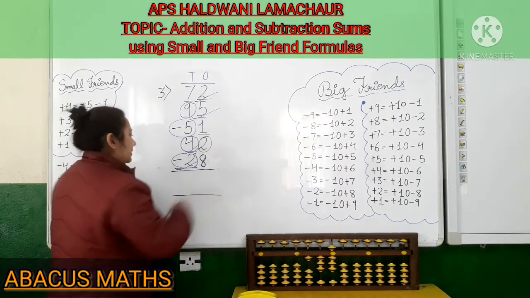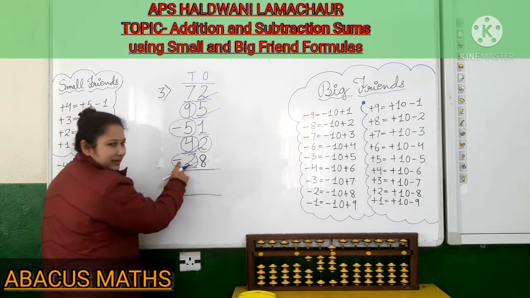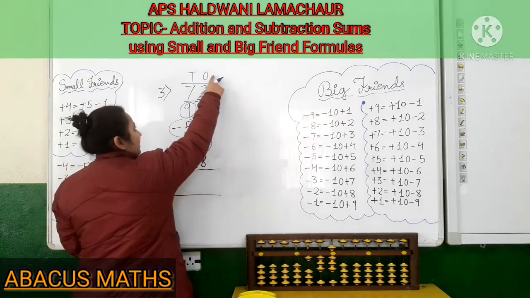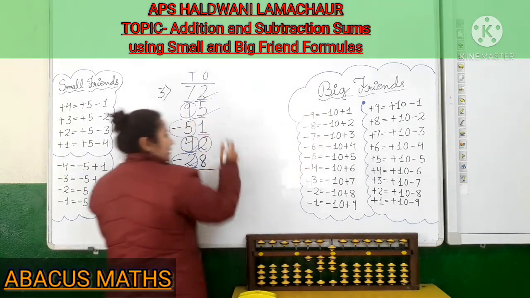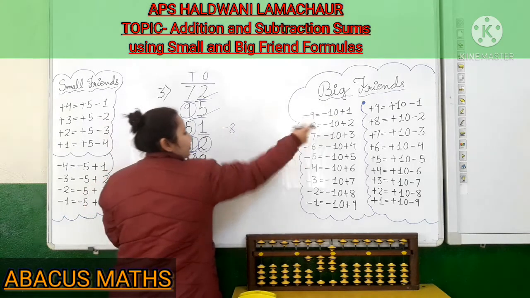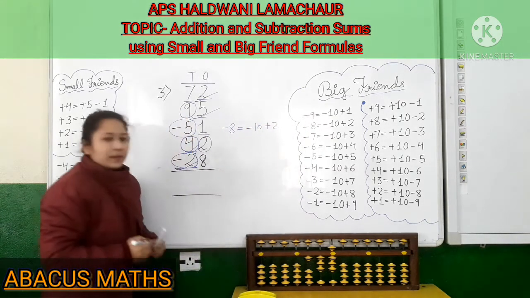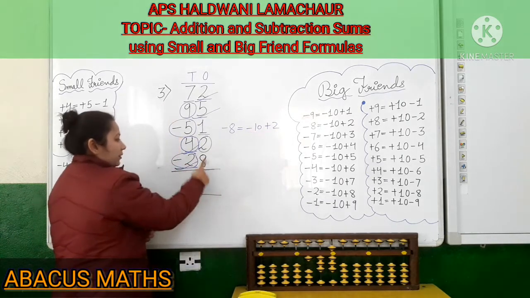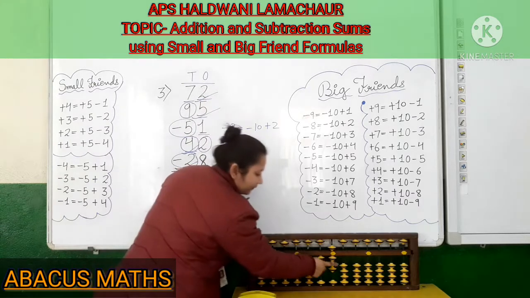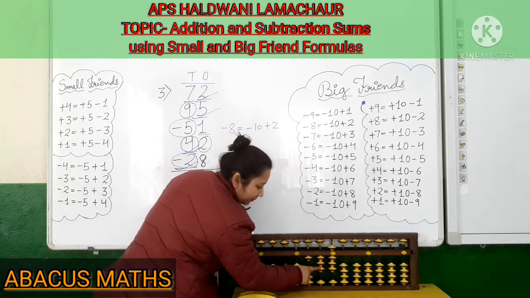Now kids, you have to do minus 8. Kids, just be aware of the signs. Now for minus 8, you have to do it in the ones dot. See the formula there? Minus 10 plus 2. Now 8 you have to subtract in the ones dot. So minus 10 you will do in the one dot up.